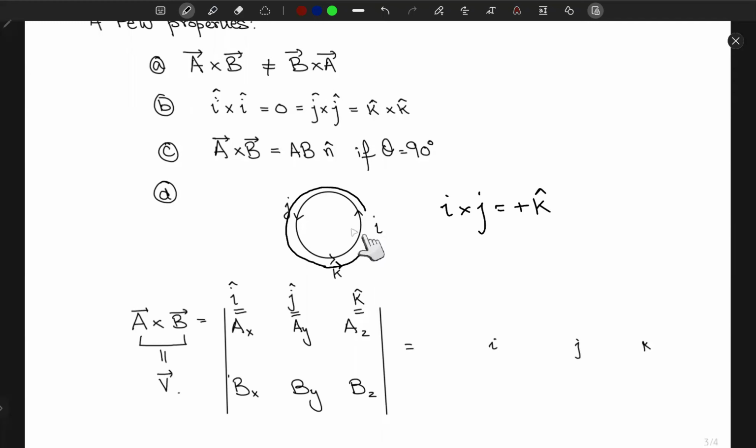However, if you wanted J cross I, what would happen in that case? You'd be moving from J to I. So you go J, you meet I, and then you go to K. But to reach K, you have to go in the opposite direction, because K was in this direction but you're going in this direction. So the sign changes. That's negative K hat. So you can compute all your I cross J, I cross I, and all of those from this cyclic diagram.